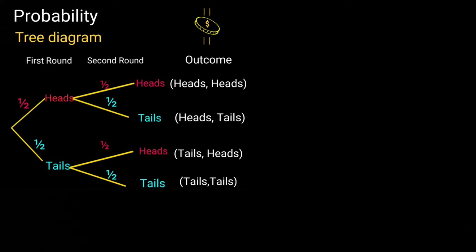Feel free to pause the video and go through each of the branches one by one. In addition to this, since we know that there are equal chances of landing heads or tails, all 4 outcomes are equally likely and the probability will be 1/4 each, since there are 4 possible outcomes and 1 favorable outcome for a single event. Now let's look into the first round.